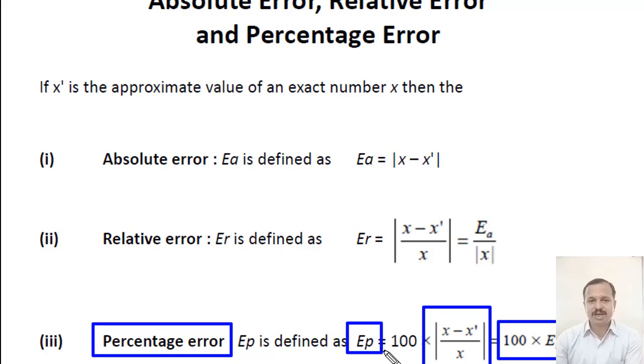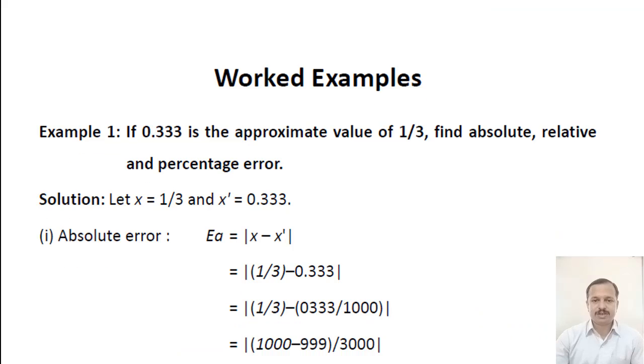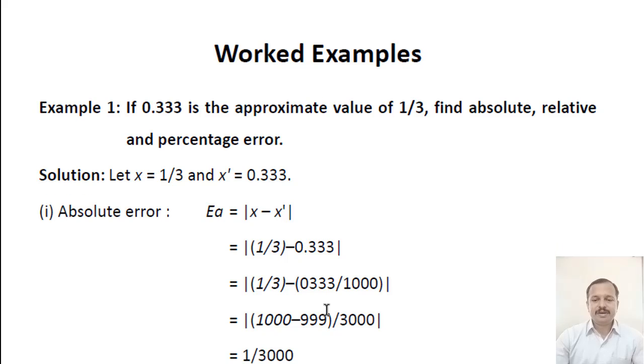Now let us consider one numerical example on these definitions. So let us have the first problem. Here in the given example, we have to understand 1 by 3 is the exact number. So 1 by 3 is the given value. We know that its numerical value is 0.333333 like that.